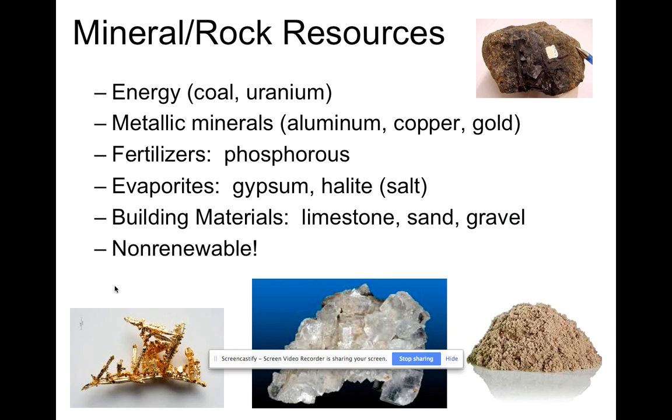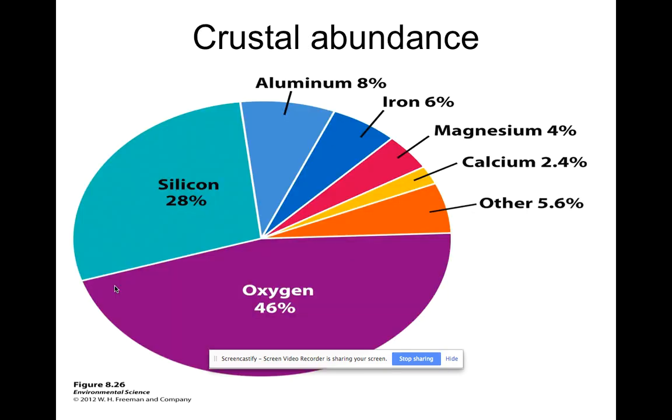Gypsum is what the walls in your house and the ceiling are made out of, and other building materials like limestone, sand, gravel. So almost every building, if it's not made out of wood, is going to be made out of some sort of mineral or rock that we had to mine. These are all non-renewable resources, so once they're gone, they're gone. It takes millions of years for them to form again.